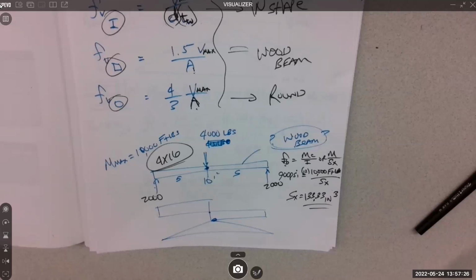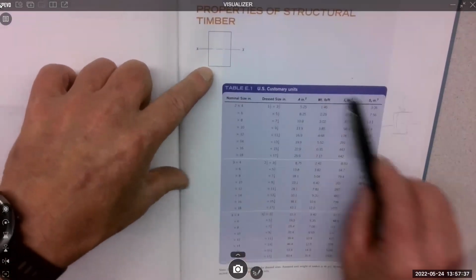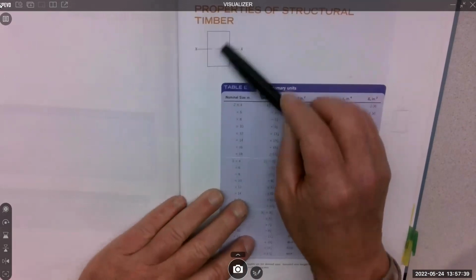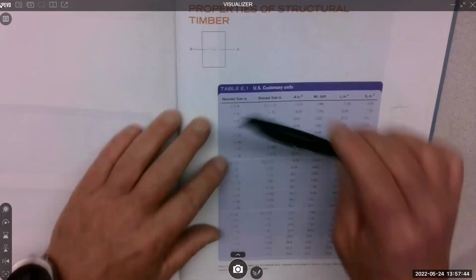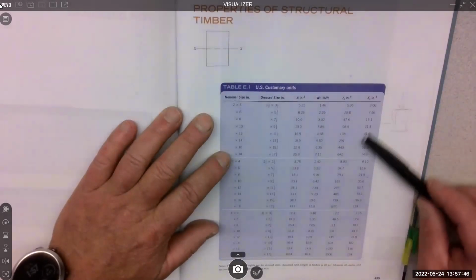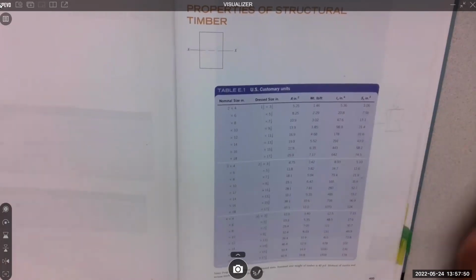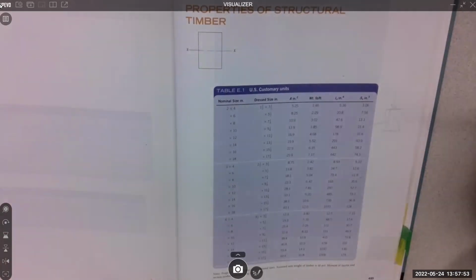Are the SX numbers in the back of the book assuming that you're going to put the long side vertical? Yes. So that's super important. The whole table is built off this position, right? If this thing was on its side, this would become the SY, and it would be different. So all the tables are built on the strong position of whatever you have.